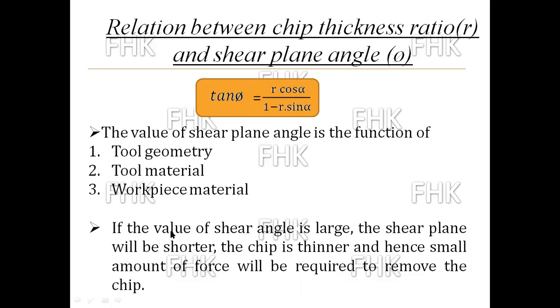Okay, so if the value of shear angle is large, the shear plane will be shorter, the chip is thinner, and hence a small amount of force will be required to remove the chip. So the motor which is used in the machine will be of less capacity.